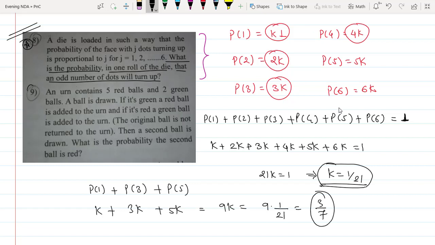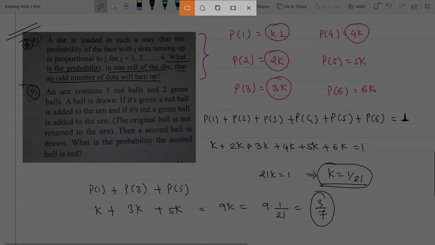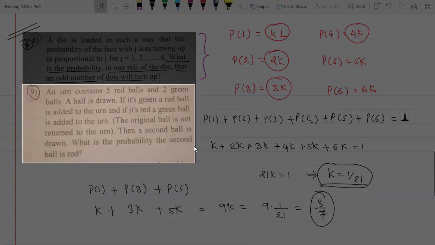Okay, let's see the next one now. This kind of question we have already seen. Okay, let me copy this. Okay, it is again a nice question.